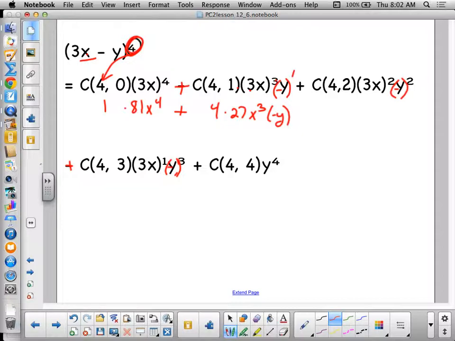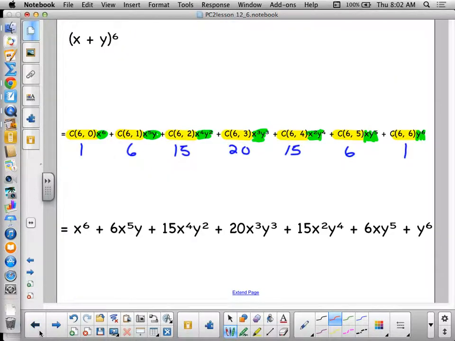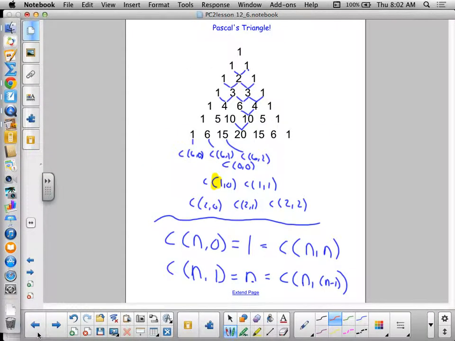Combination of 4 choose 2. What is a combination of 4 choose 2? If I'm not sure, I can do it in my calculator, or I could look at my Pascal's triangle. That's going to be a 6.